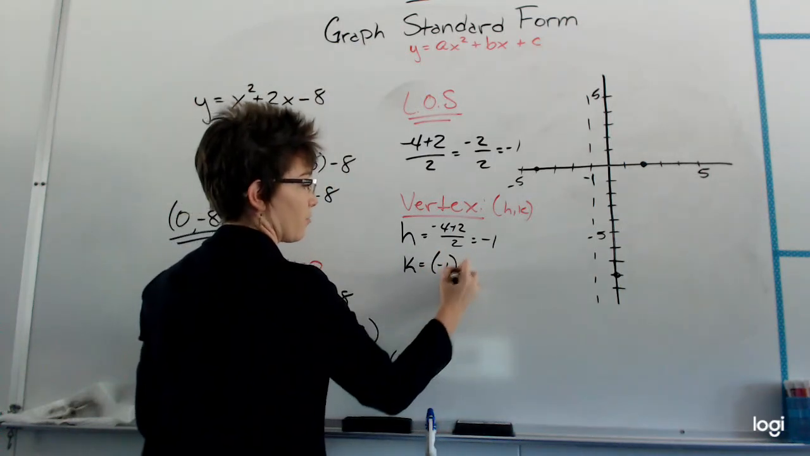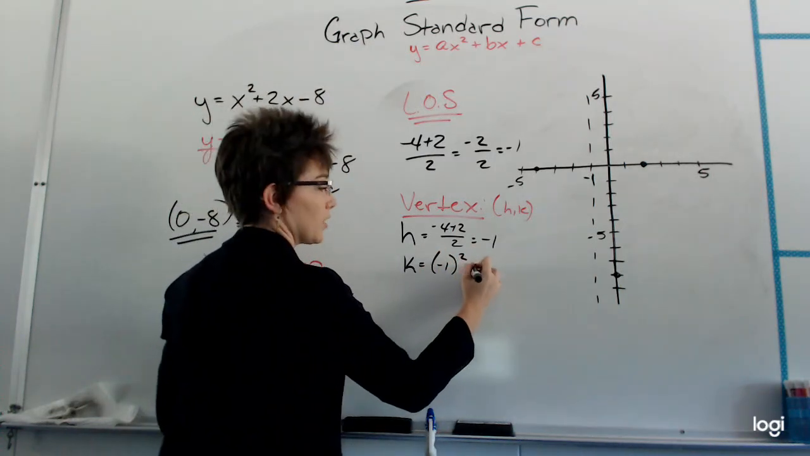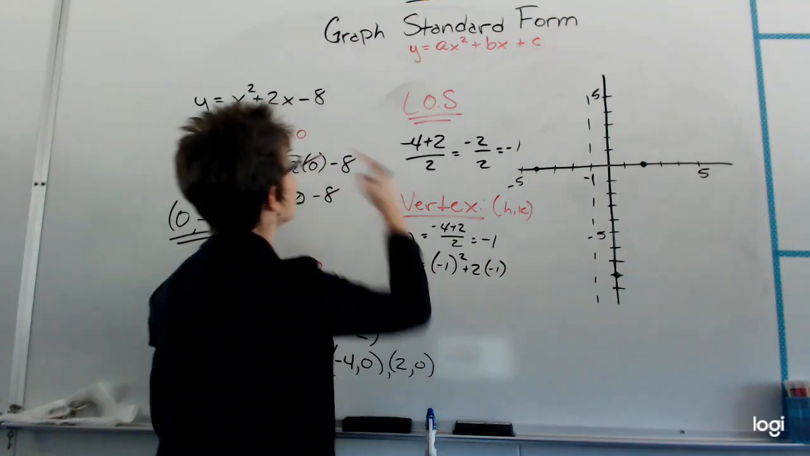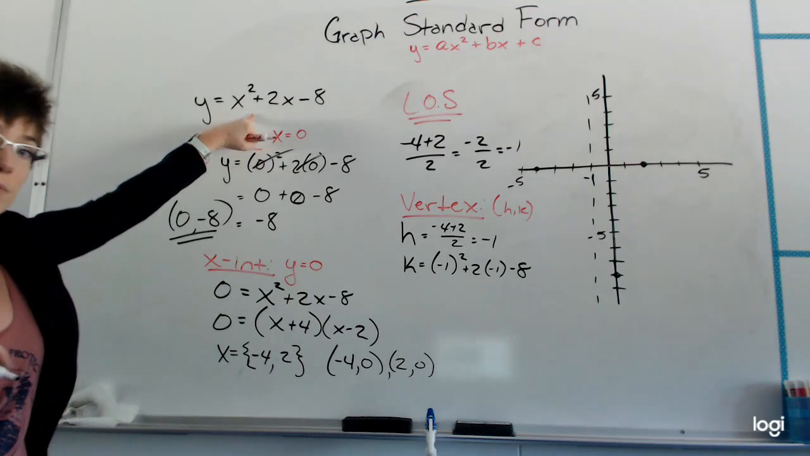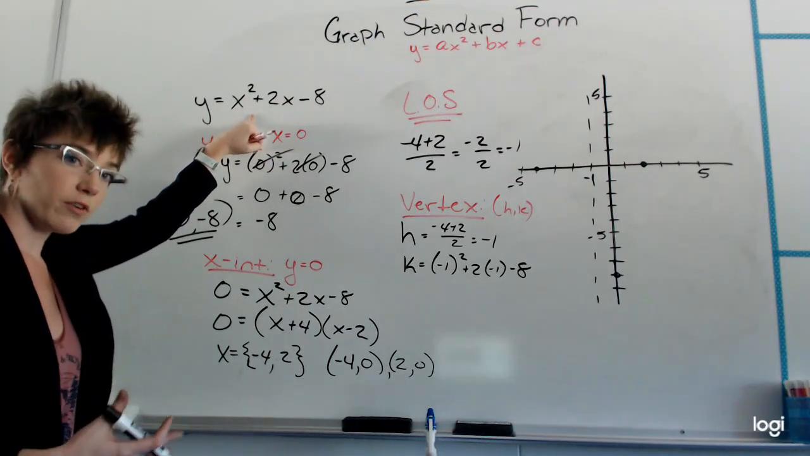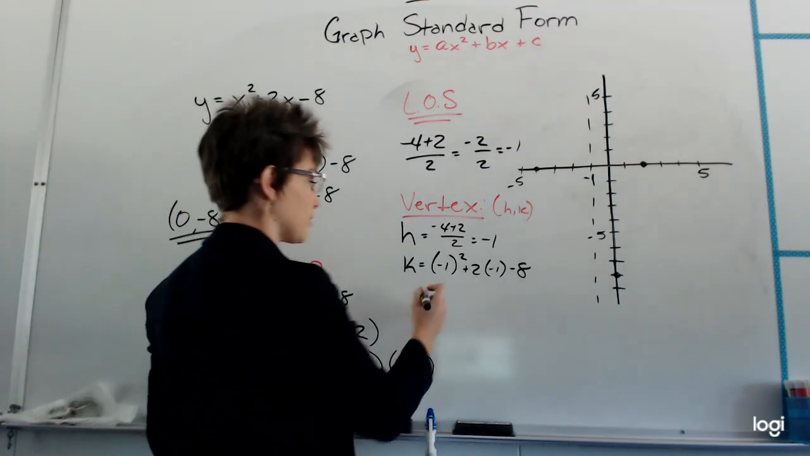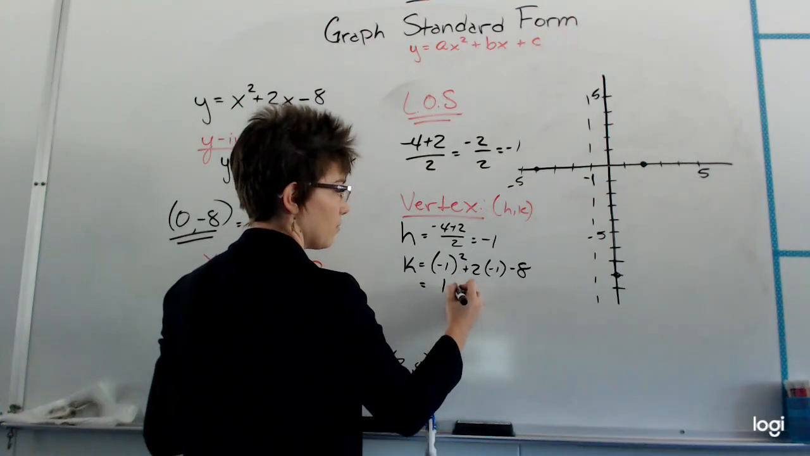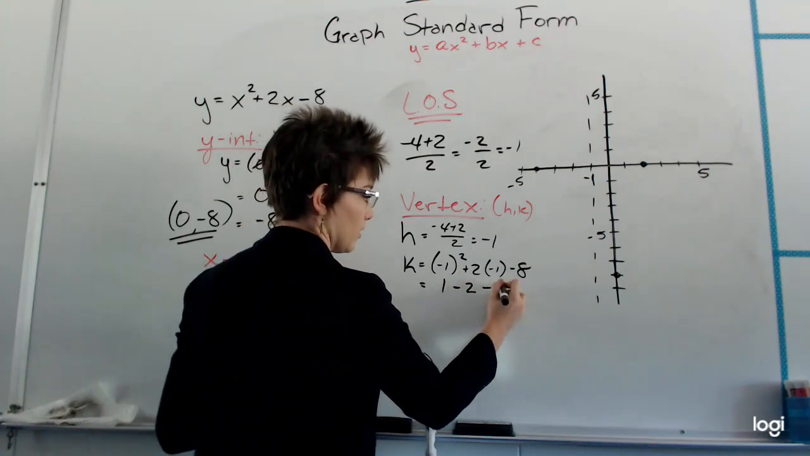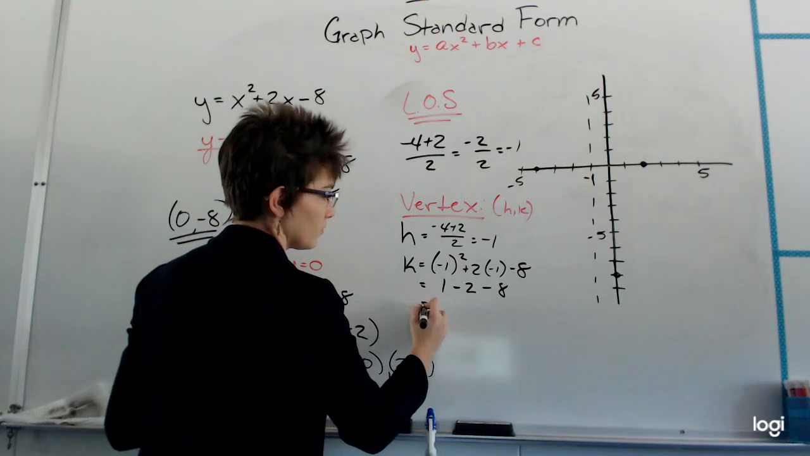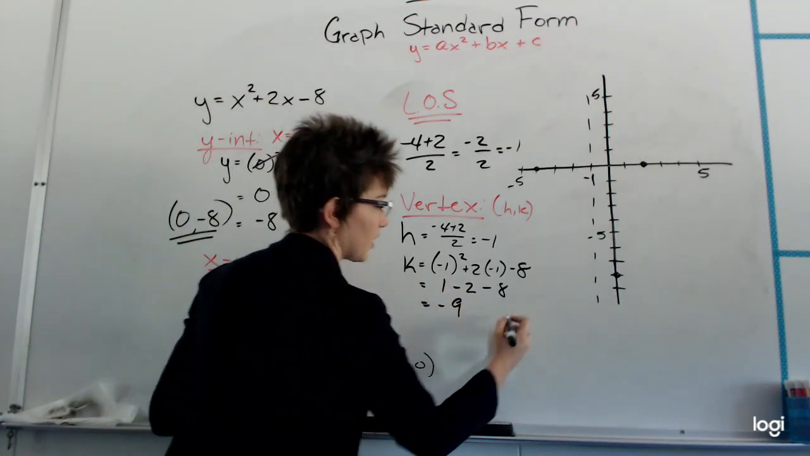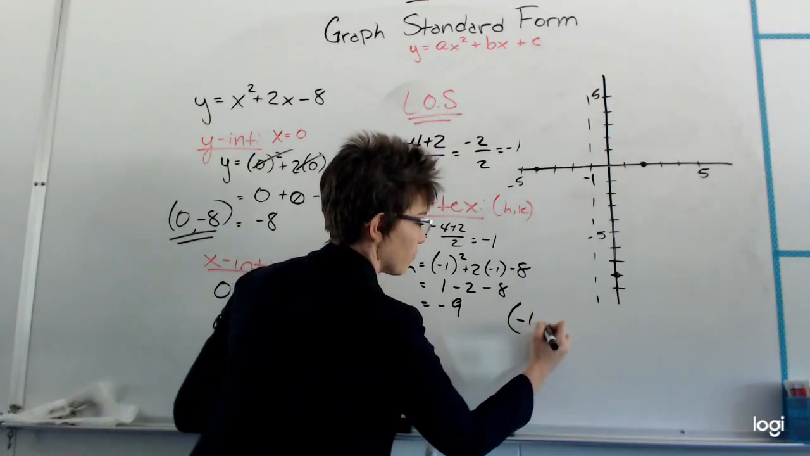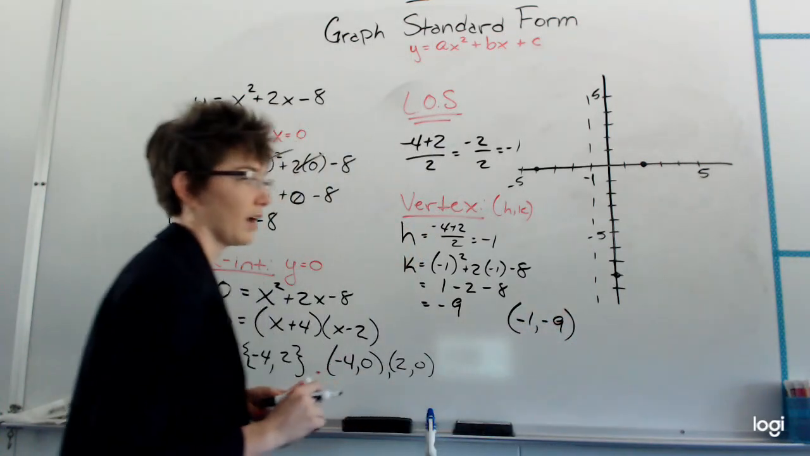We take (-1) squared plus 2 times -1 minus 8. Notice I went back to the original equation up here, and I plugged in -1 for all the x's, and now I'm just going to evaluate. So this becomes 1 minus 2 minus 8. And that should give us what, -9? Okay, so our vertex is the point (-1, -9) like this.